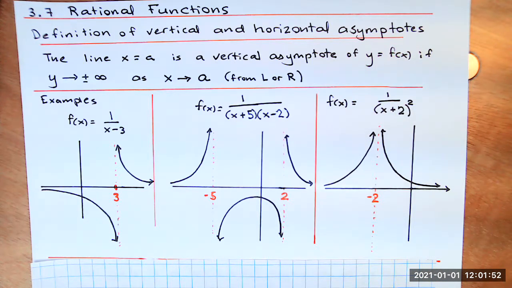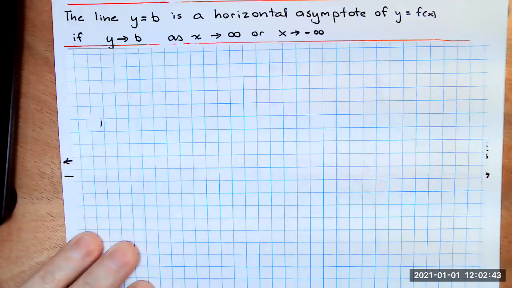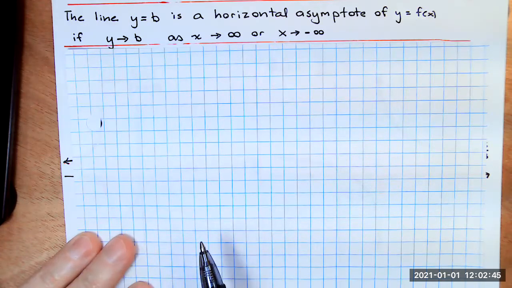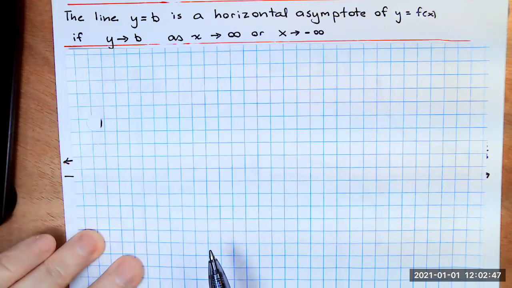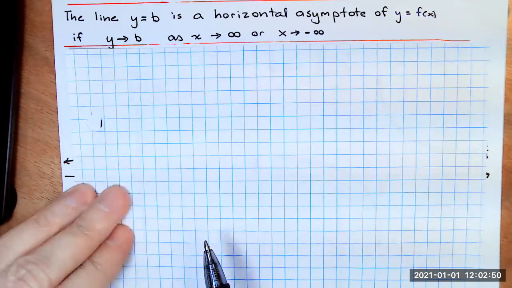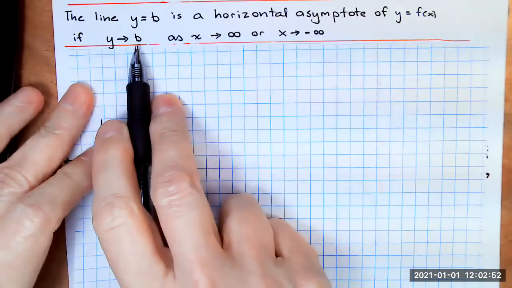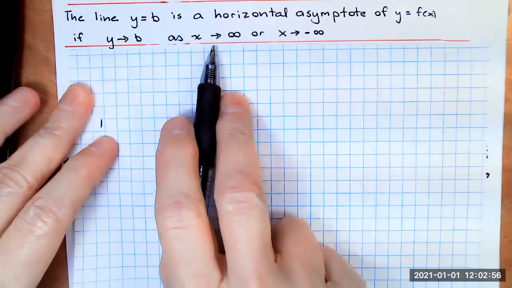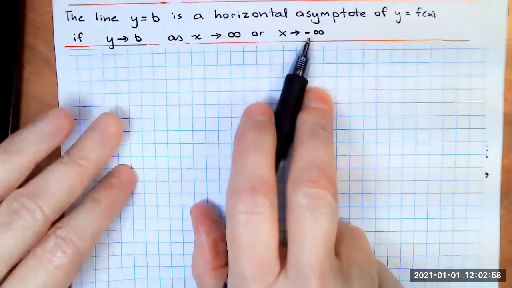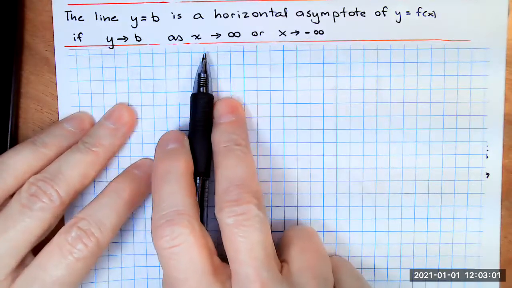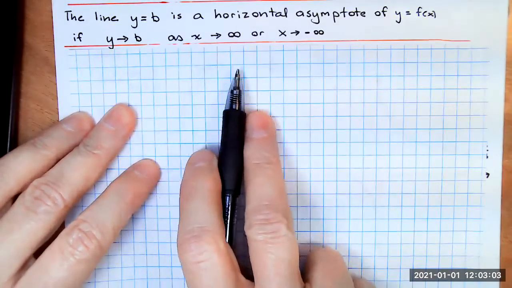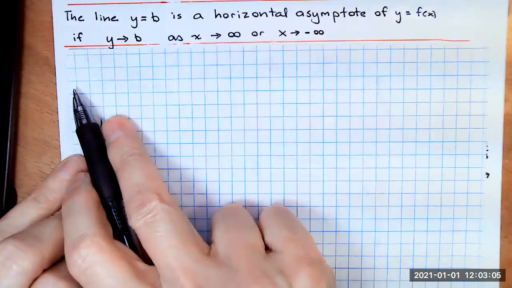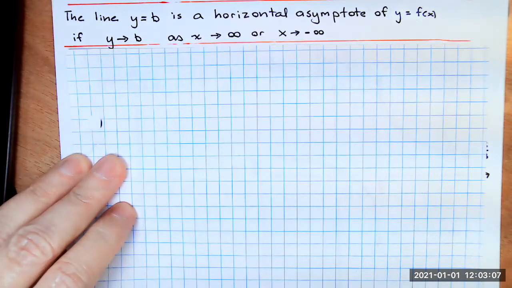All right, let's look at horizontal asymptotes. The line y equals b is a horizontal asymptote of a function if the y value approaches the constant b as x approaches infinity or negative infinity. So we're looking at the function when x goes to infinity on the right and x goes to negative infinity on the left. Let's look at some examples.